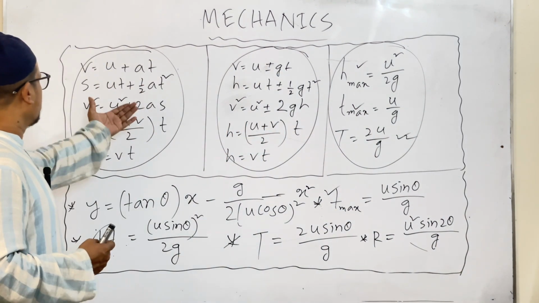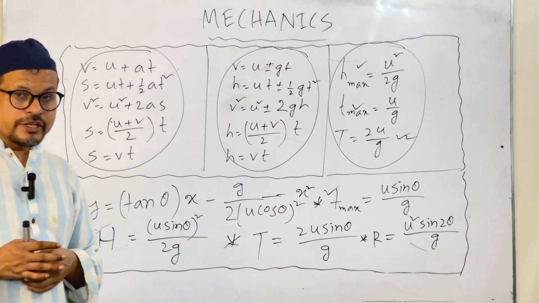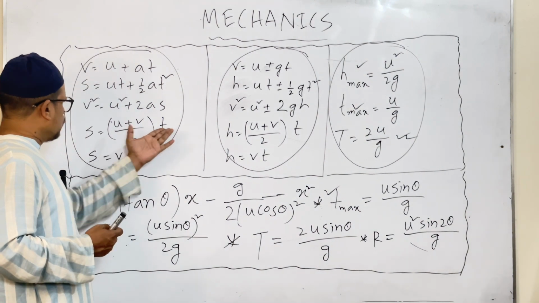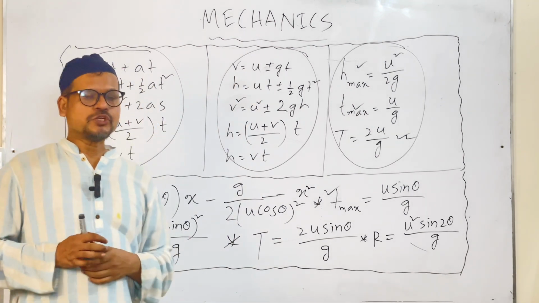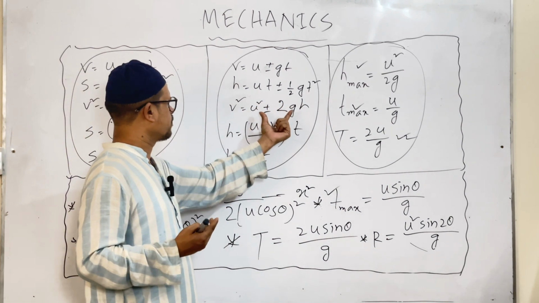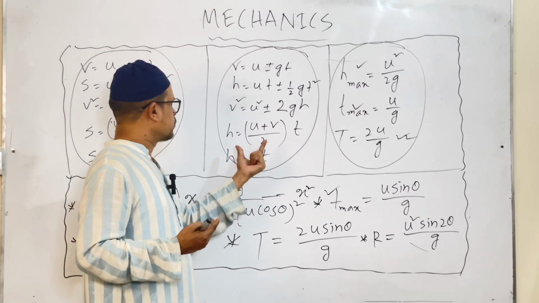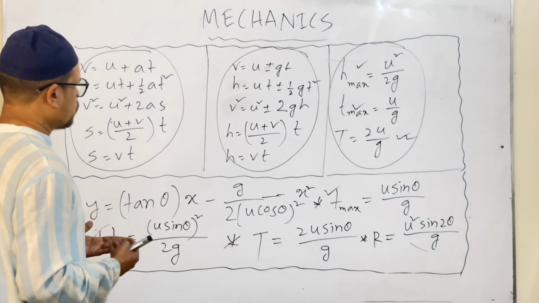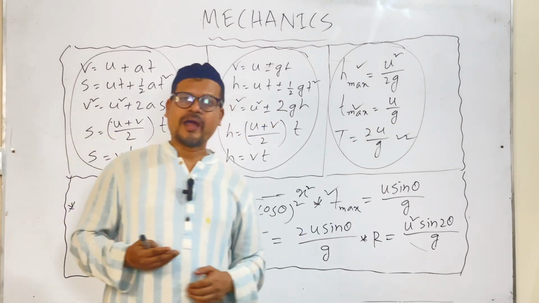And here, v equal to u plus at, s equal to ut plus half at square, v square equal to u square plus 2as, and s equal to u plus v by 2 multiplied by t. Here, v equal to u plus or minus gt, s equal to ut plus or minus half gt square, v square equal to u square plus or minus 2gs. And the maximum height equal to u square over 2g, t maximum equal to u by g, t equal to 2u by g.